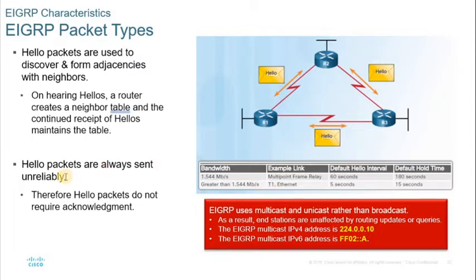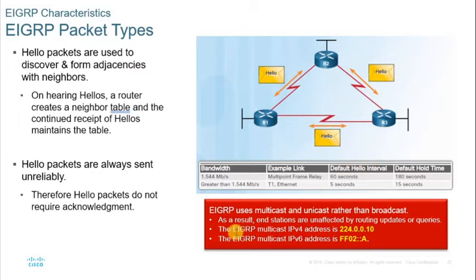Another thing you need to remember is that hello packets are always sent unreliably. As we learned in CCNA1, whenever you send a packet unreliably, you don't expect an acknowledgement. The same goes for hello packets. The routers send hello packets and do not require acknowledgement. They just flood the neighbor routers with hello packets at a given time interval, to create a neighbor table on that particular router whenever they hear those hello packets.